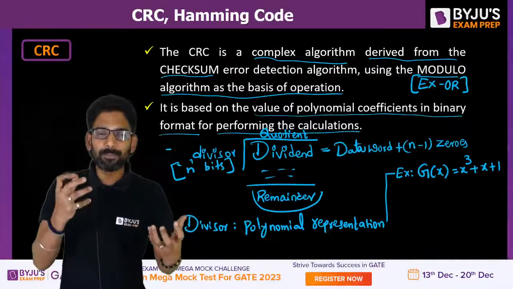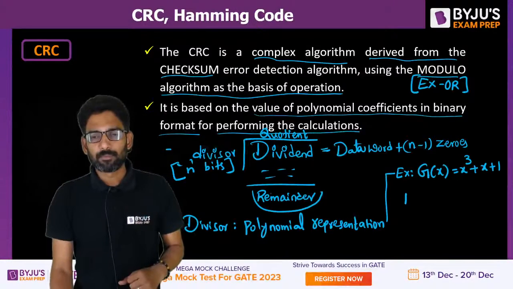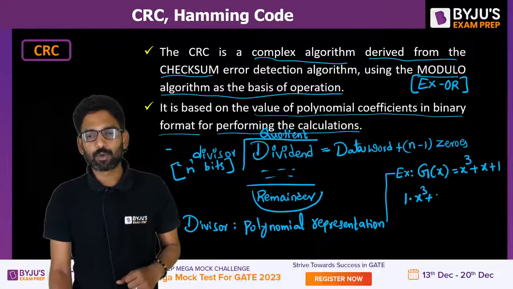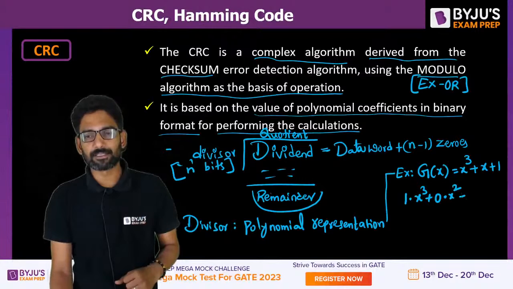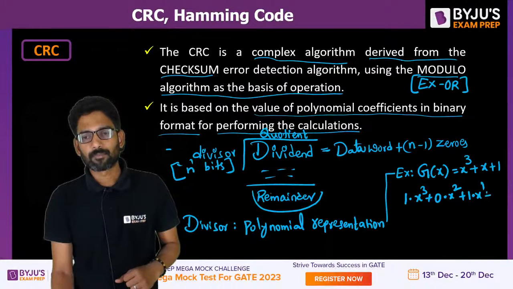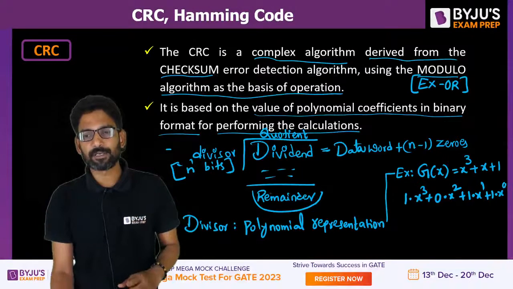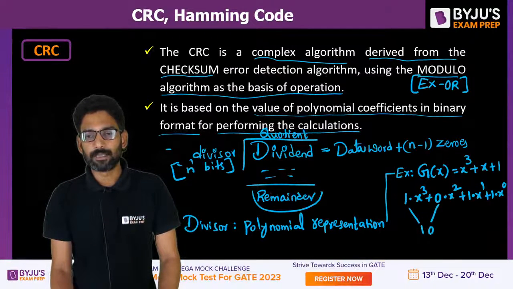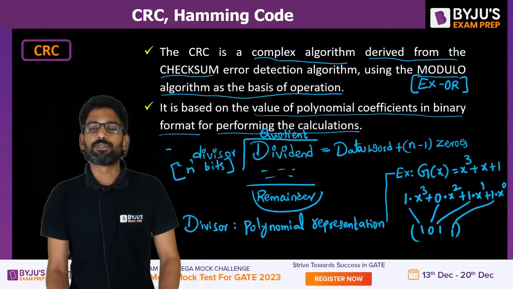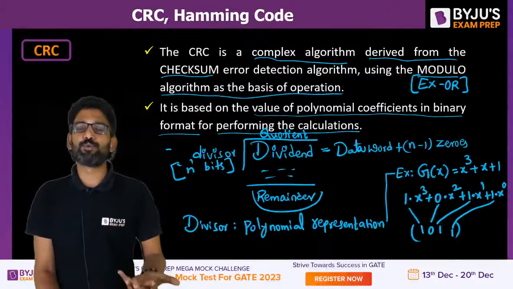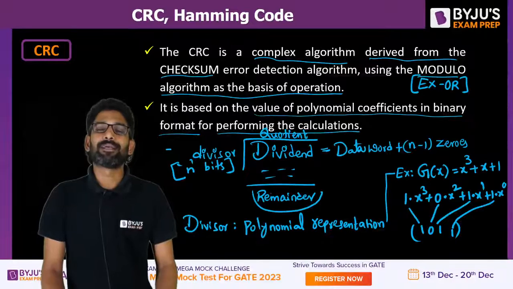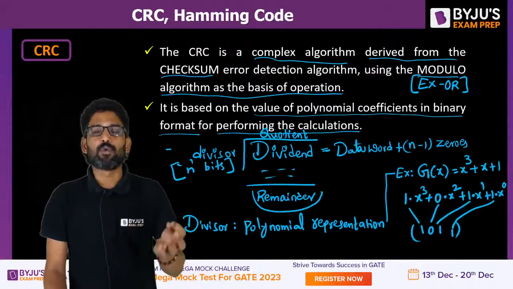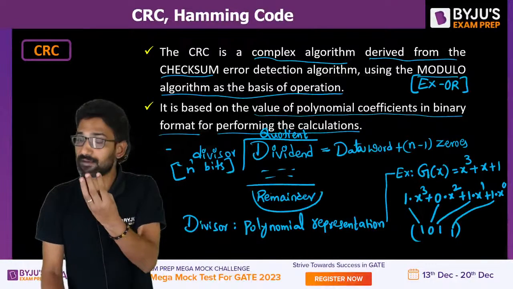So, how do we get the binary value? Mark the coefficients of the x terms. So they are 1, 0, 1, 1. So when g of x is given as x cube plus x plus 1, the binary form of that divisor is 1, 0, 1, 1. So it has 4 bits.